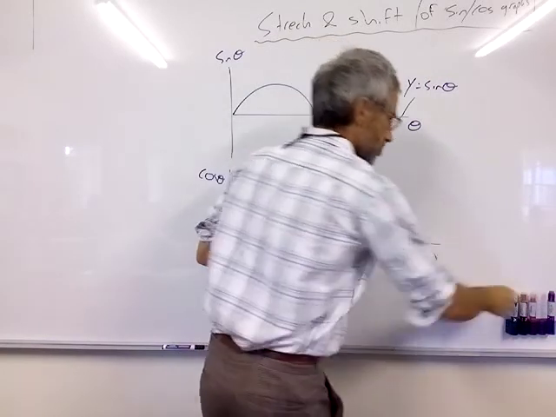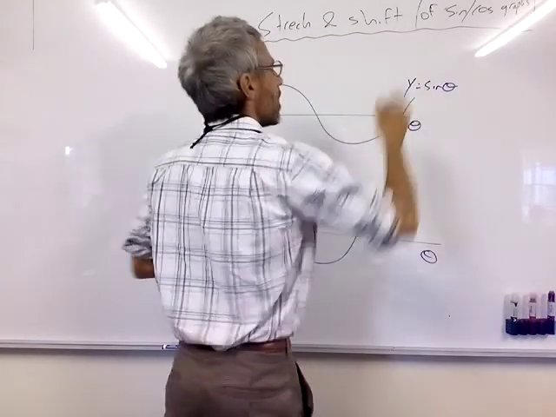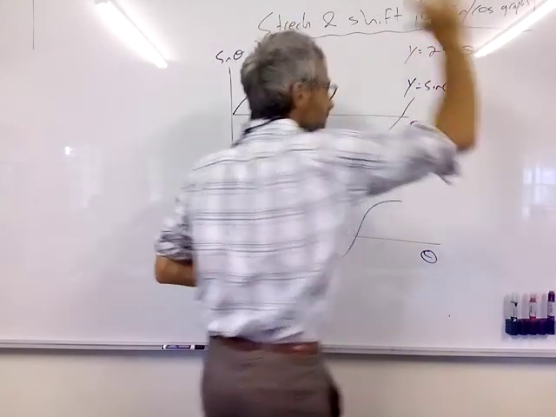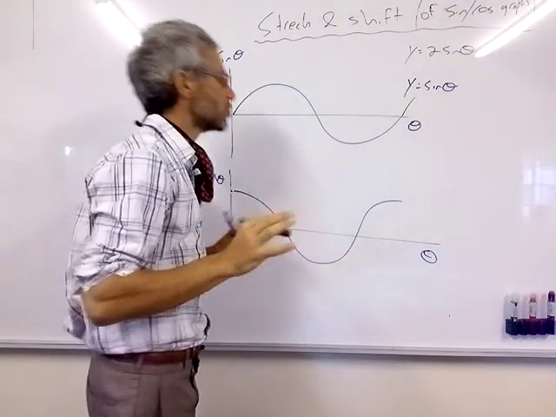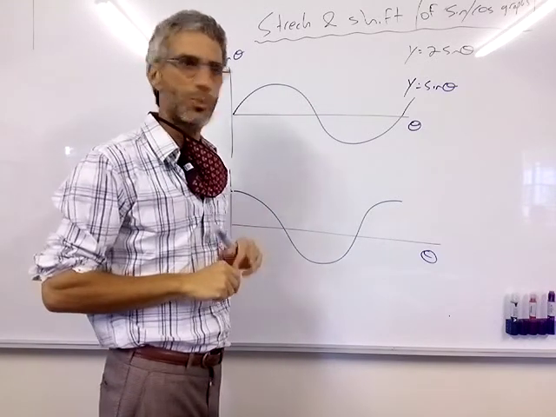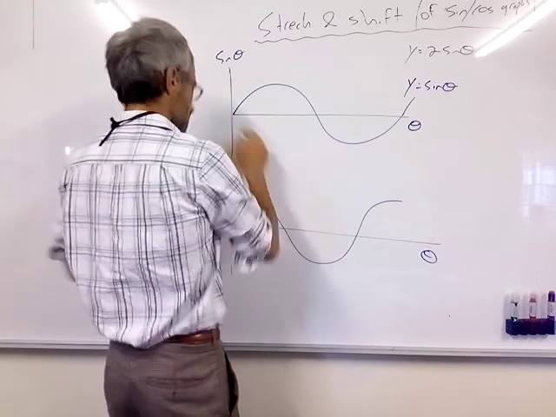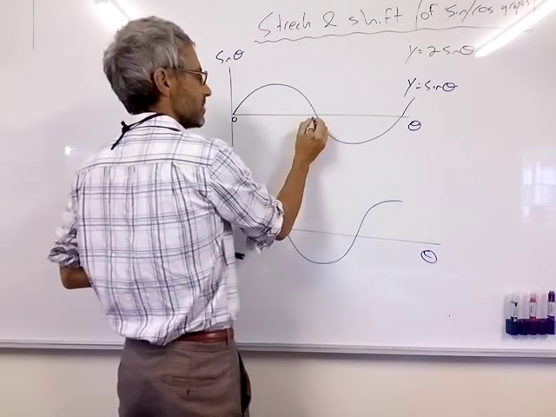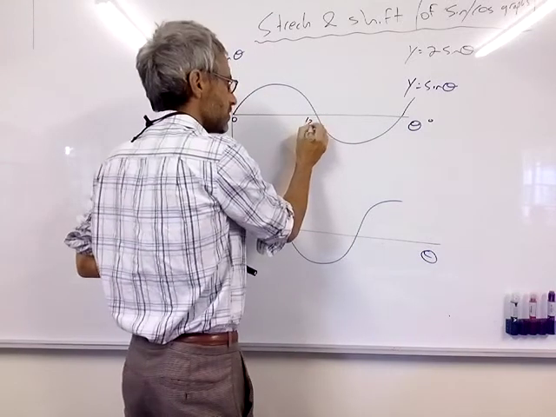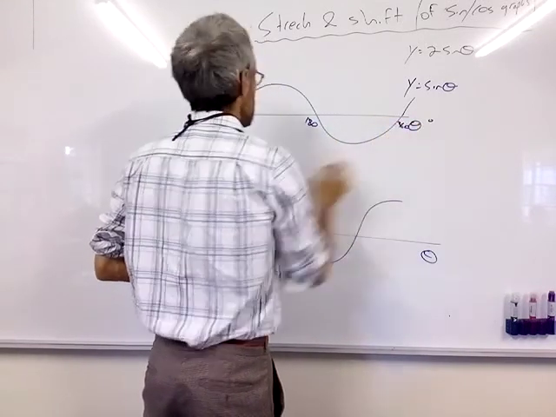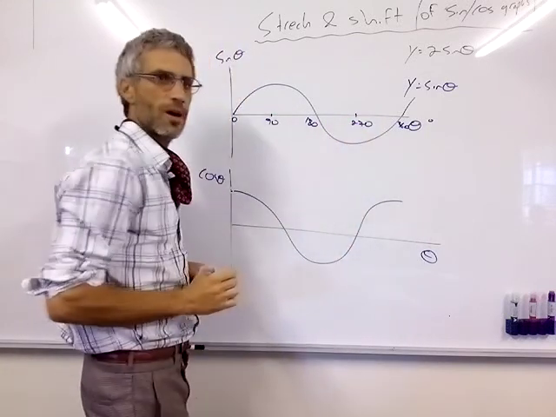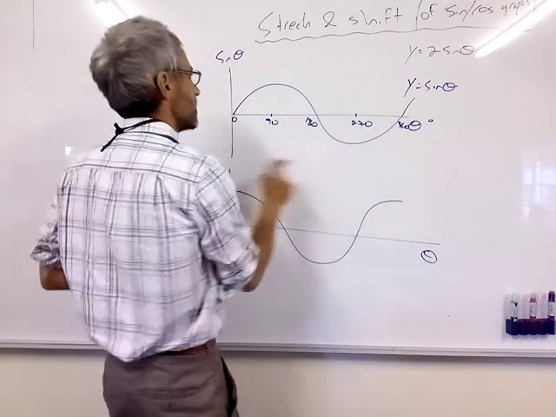My question will be, how can we draw y equals 2 sine theta? Sorry, before we do that, we need to put in some numbers. What is this number? What angle is this? It's 180, you're right, and this is 360. Now, that will be 90 and 270.